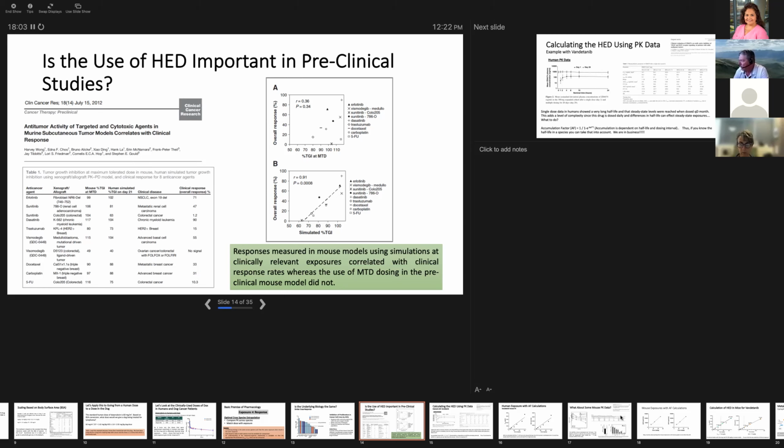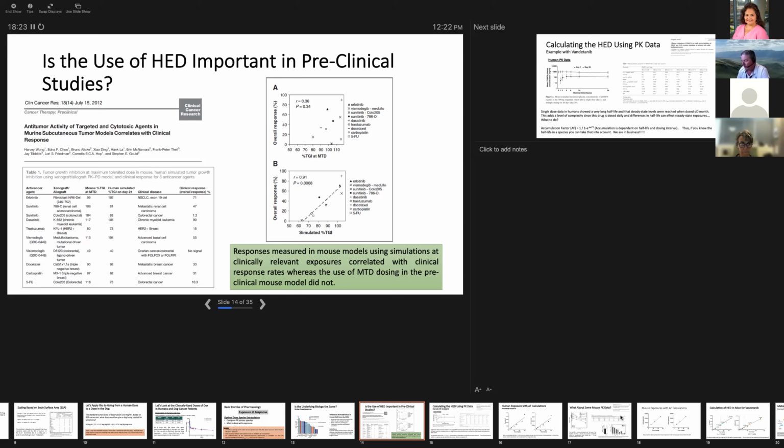And if you overdose, or if you do MTD in mice, because we don't really care how sick they get, you can kill and you can get a lot of anti-tumor response that you'll never see in a population where you're limited by dose-limiting toxicities. And this study, which came out of Genentech, I think is quite good at showing that.